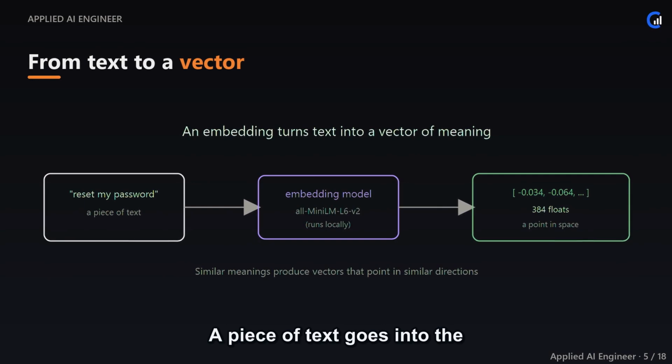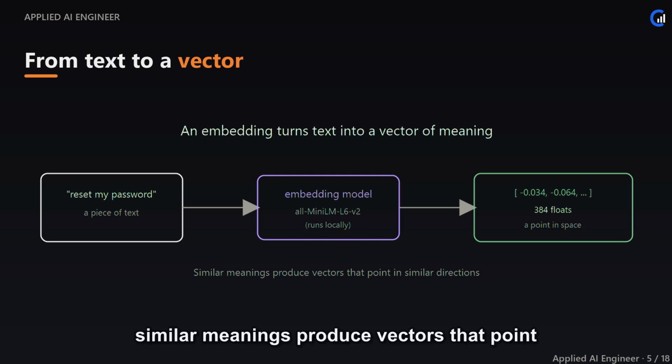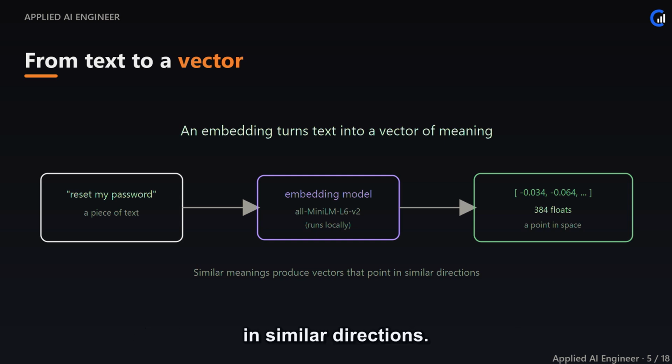Here's the picture. A piece of text goes into the embedding model, and out comes a vector, for us, 384 floats. That vector is a point in space, and its direction encodes the meaning. We'll run this on a small model that lives entirely on your machine, so there's no API key and no per call cost. The key property to hold on to: similar meanings produce vectors that point in similar directions. That direction is what we're about to measure.